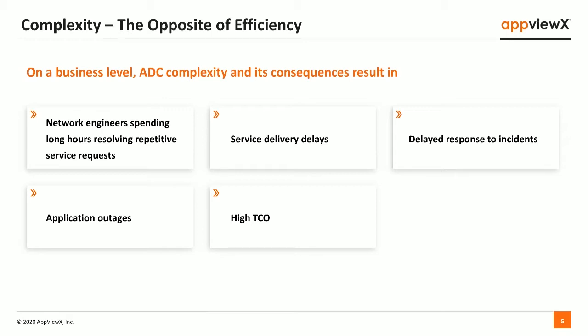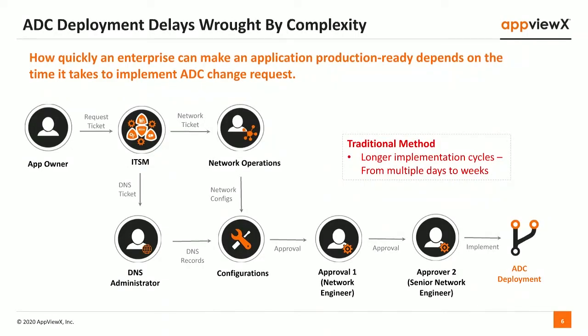Right. Now, you can throw bodies at it and try to solve the problem, which means there are more engineers working long hours. Or there are service delays because of these mitigations, or because it's a manual process, it takes longer, there is a maker, checker, reviewer, and all that, so there's some delay there. And then it can also lead to application outages and potentially a high total cost of ownership.